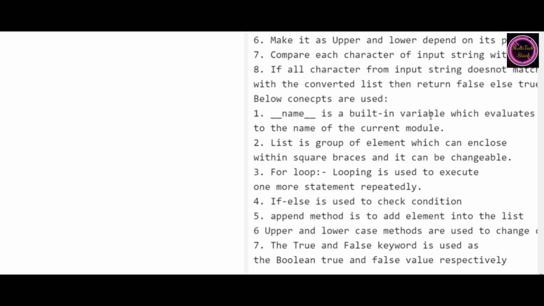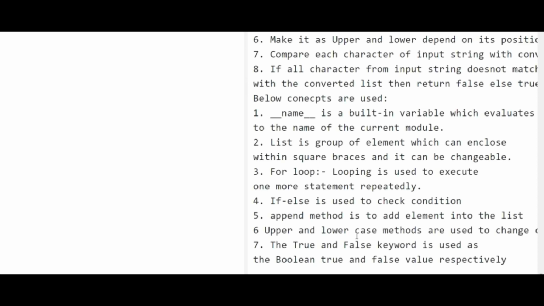Now the concepts which we will use in code. __name__ is a built-in variable which evaluates to the name of the current module. A list is a group of elements enclosed within square brackets, and it is changeable. A for loop is used to execute one or more statements repeatedly. The if else statement is used to check a condition. The append method is used to add an element into the list. The upper and lower methods are used to change the case of a string. True and False are keywords used for boolean values.